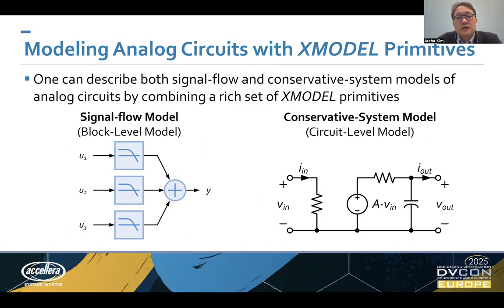You can just put together the X model primitives as building blocks. And you can compose the signal flow model on the left using the functional primitives of the X model, or you can also build a conservative system model, in other words, a circuit level model, by putting together what we call circuit primitives of the X model, such as resistor, voltage controlled voltage source, and a capacitor primitive, each modeling the corresponding elements in analog circuits.